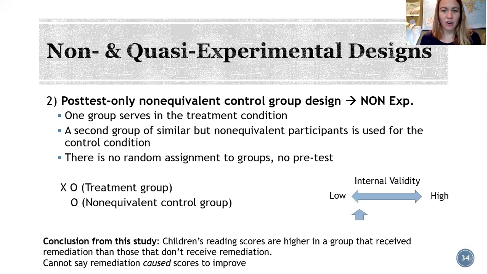So the conclusions that we can draw from this study are, if we find a difference between groups, that children's reading skills are higher in the group that received intervention compared to those that didn't receive remediation, but we can't say that it's the remediation that's actually improving their skills.